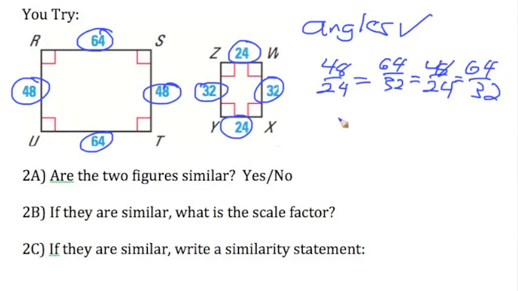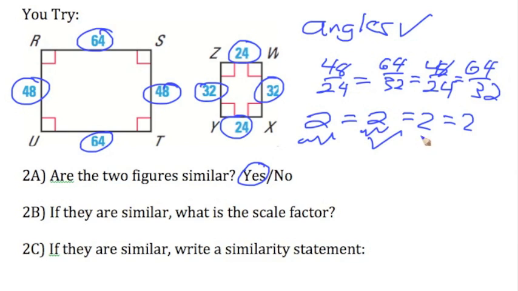Well, when we divide those, you can use your calculator. 48 over 24, 2 times as big. 64 over 32, 2 times as big. So you know what? The sides are proportionate and the angles are the same. Therefore, the figures are similar. So if they're similar, what is the scale factor? Well, the scale factor, we just got through finding it by dividing the corresponding sides. The scale factor is 2.